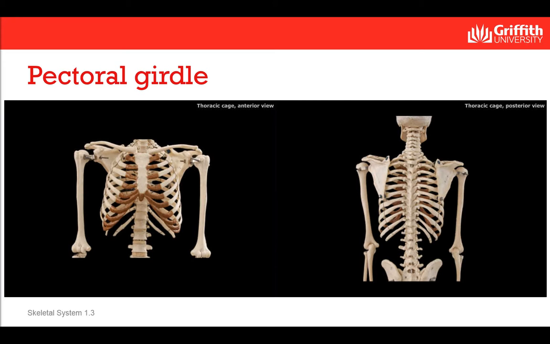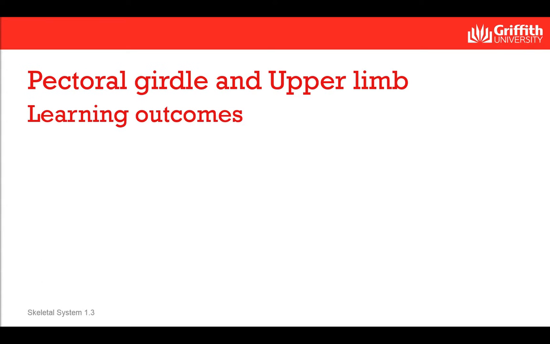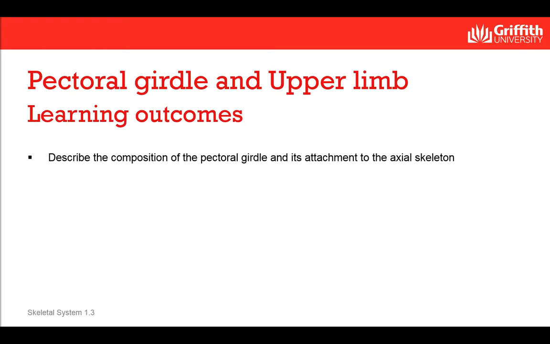This mini-lecture on the appendicular skeleton will cover Topic 1.3, Part A, the pectoral girdle and the upper limb. The learning outcomes for this mini-lecture include to be able to describe the composition of the pectoral girdle and its attachment to the axial skeleton.